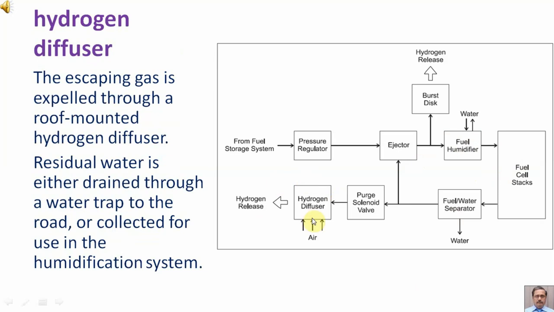Hydrogen diffuser. The escaping gas is expelled through a roof-mounted hydrogen diffuser. Residual water is either drained through a water trap to the road or collected for use in the humidification system.